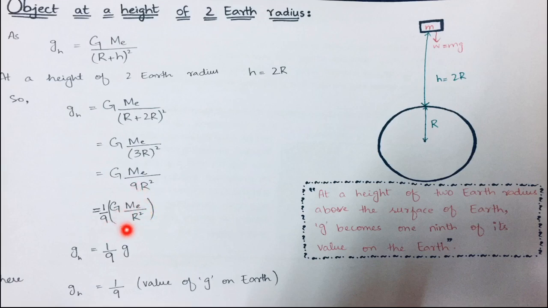You can see here GMe divided by R square was equal to g. So at a height of 2 earth radius above the surface of the earth, g becomes 1/9 of its value on the surface of earth. If I am placing an object at a height of 1 earth radius, the value of g becomes 1 by 4th of that on the surface of earth. And if I am placing an object at a height of 2 earth radius, the value of g becomes 1/9 of its value on the surface of earth.